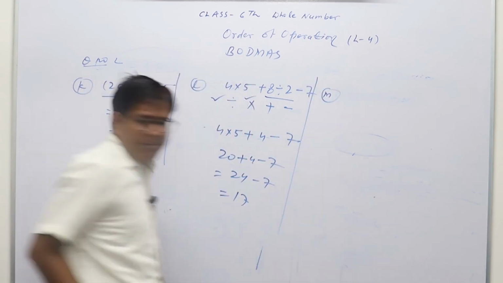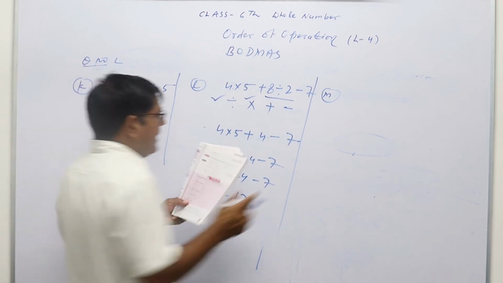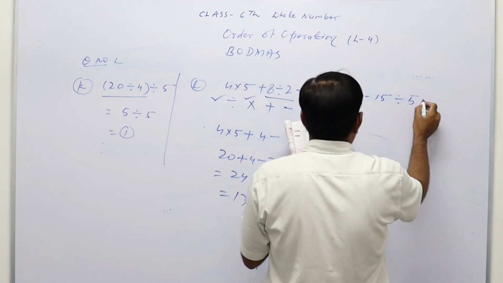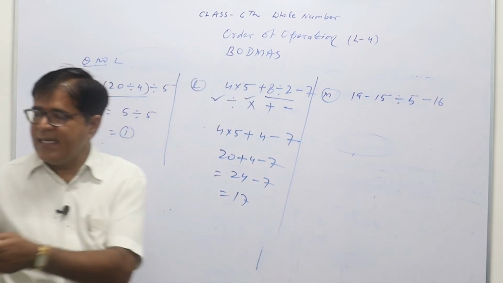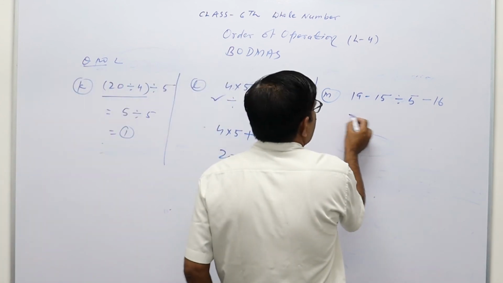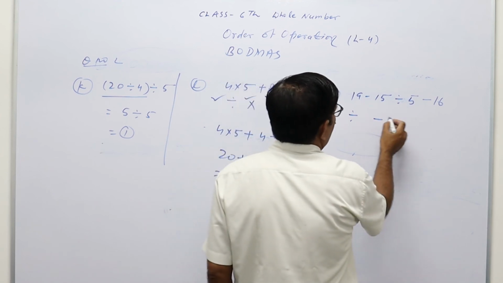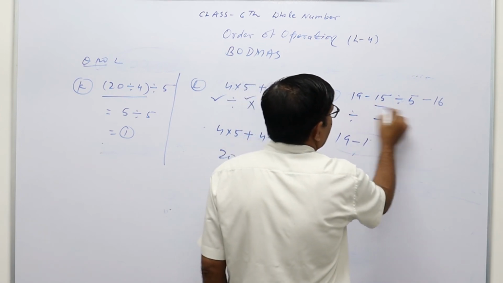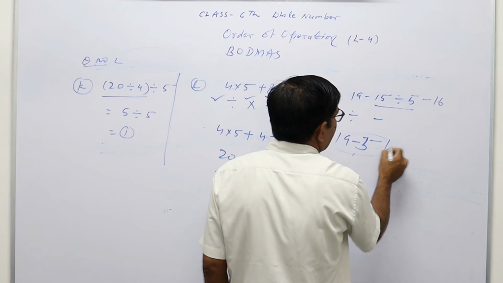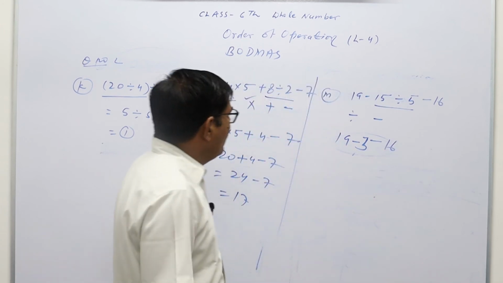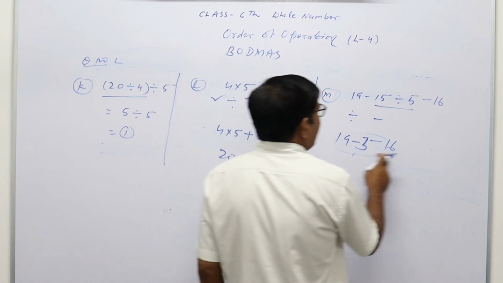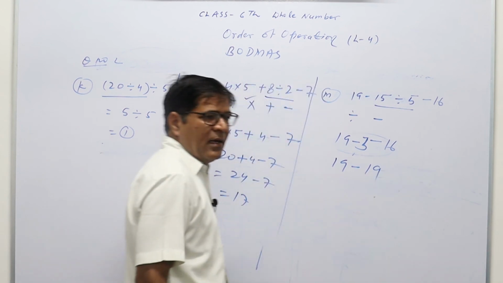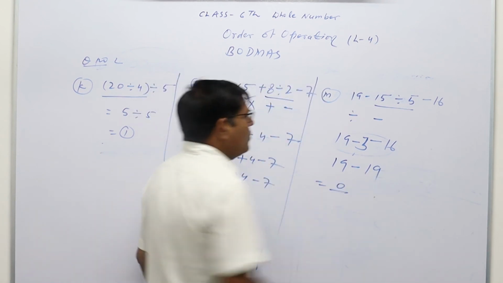Then next M. M is 19 minus 15 divided by 5 minus of 16. So first see how many operations are there. First is division and then we will do subtraction. So first 19 as it is minus 15 divided by 5, it will be equal to 3 minus of 16. Now first minus 3 minus 16, 19 minus 19. Okay, now it will be equal to 0.